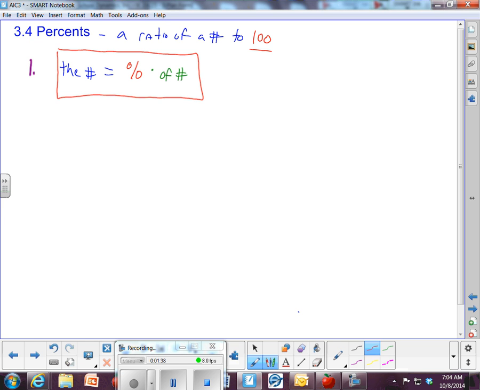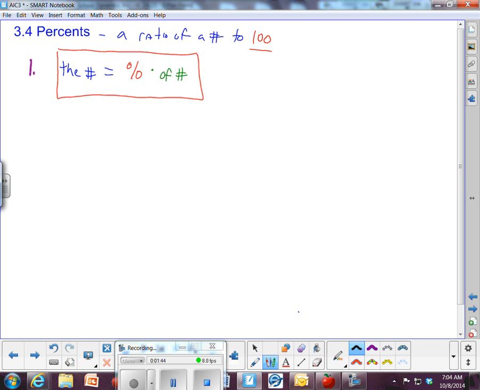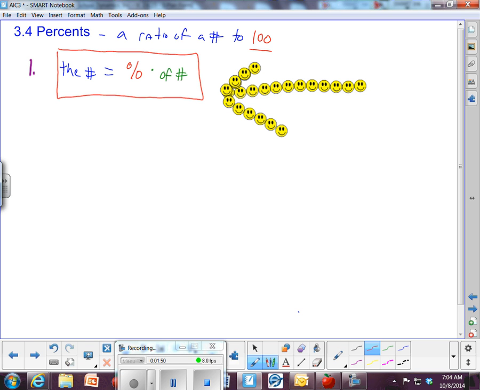You should memorize this, right? This is something you've got to memorize. This is really the key to everything. If you can keep this in the forefront of your mind, then that's going to be great, and you're going to do well in a lot of these problems.